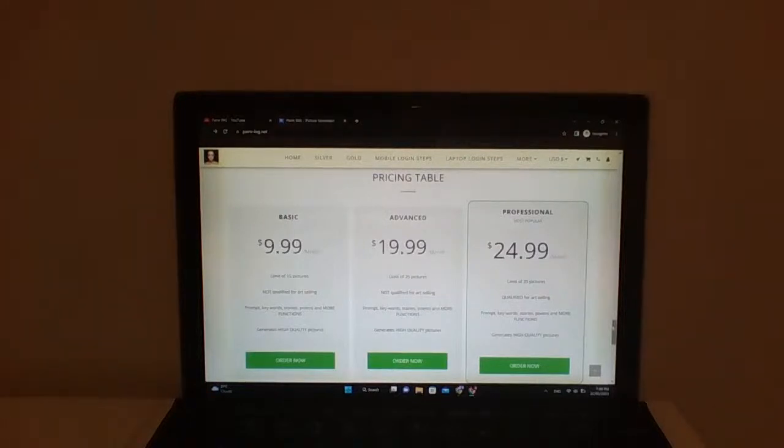You can take a look at our pricing table. We offer three pricing plans: the basic, advanced, and professional plan. The basic plan is only $9.99. We offer a limit of 15 pictures for the basic plan. Unfortunately, you're not qualified for art selling. That means you can't sell your artworks and your pictures in our online art selling store. The functions include prompt, keywords, stories, poems, and more. For the basic plan, you generate high quality pictures.